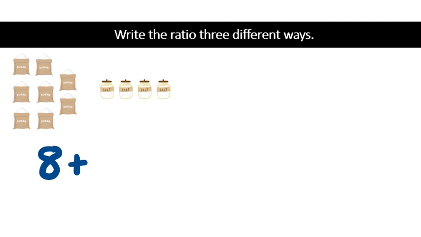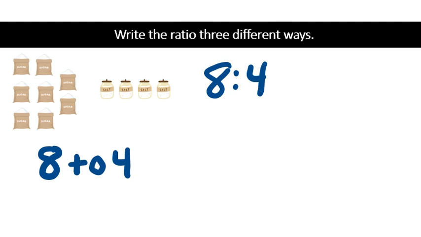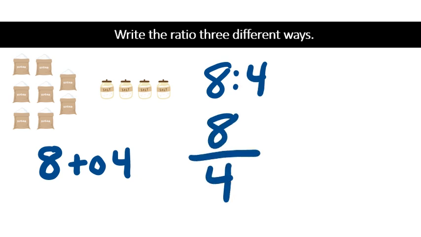So that can be written as 8 to 4. Or it can be written as 8 colon 4. Or it can be written as 8 over 4. So we got pictures, we got colons, we got fraction-looking things, and we got the word "to."